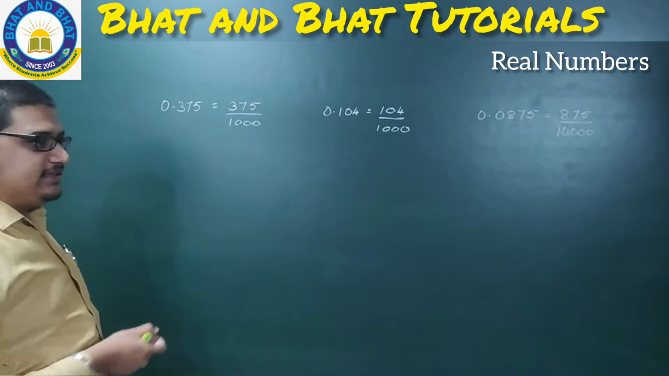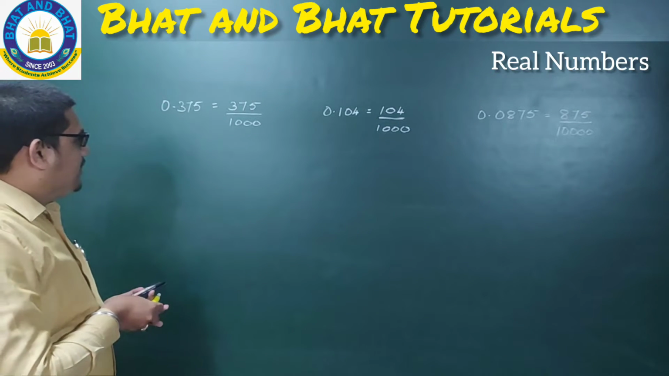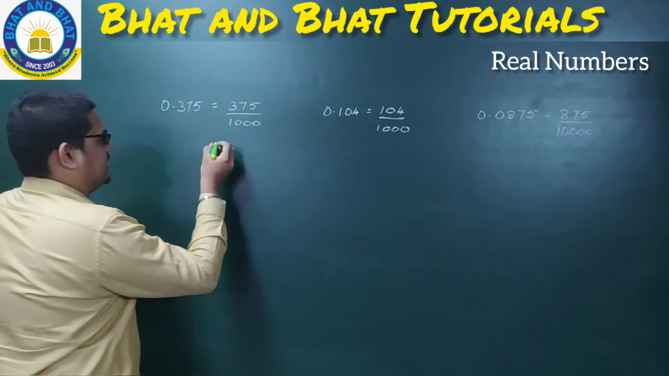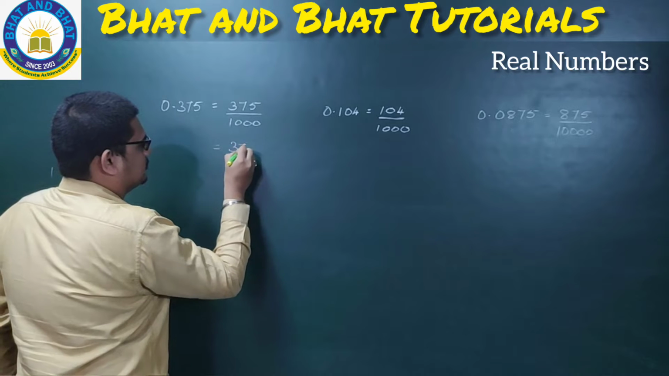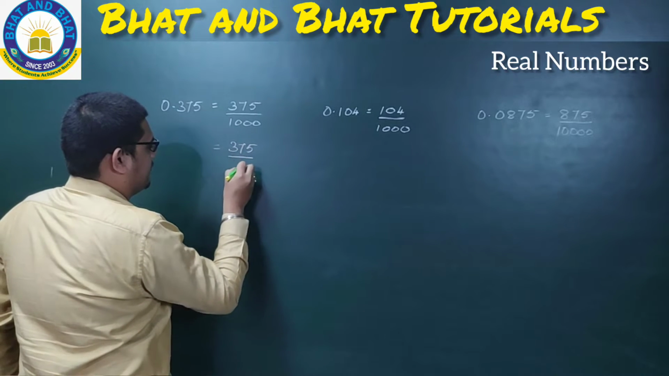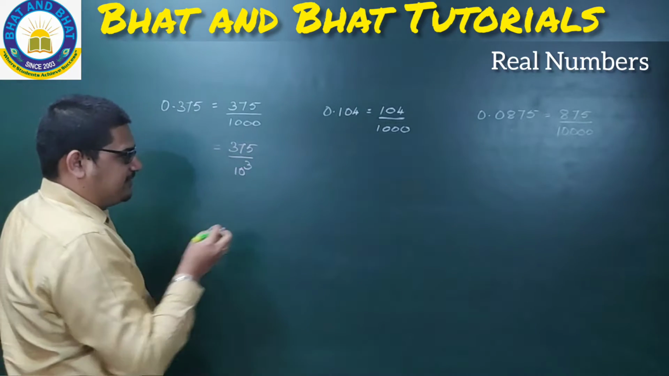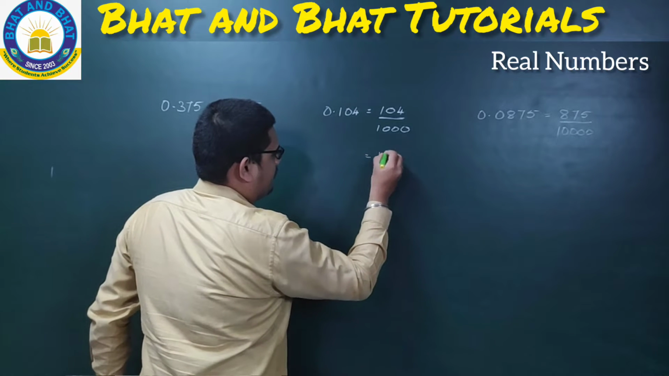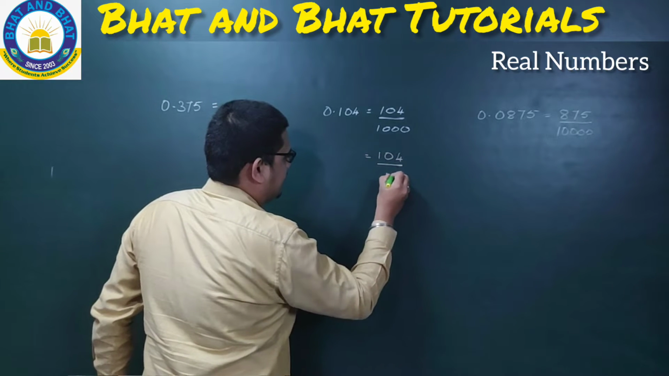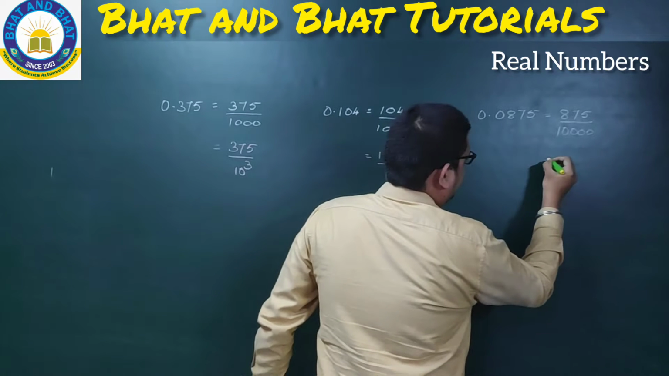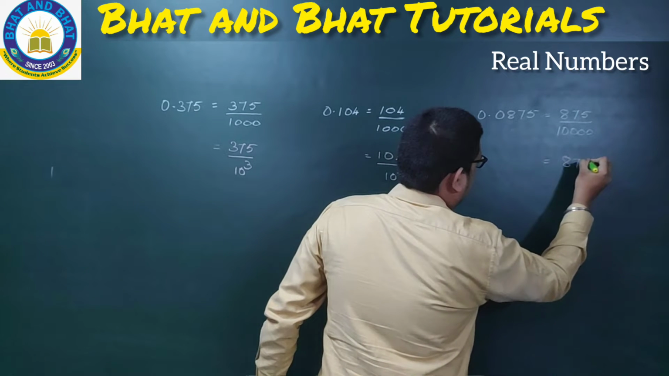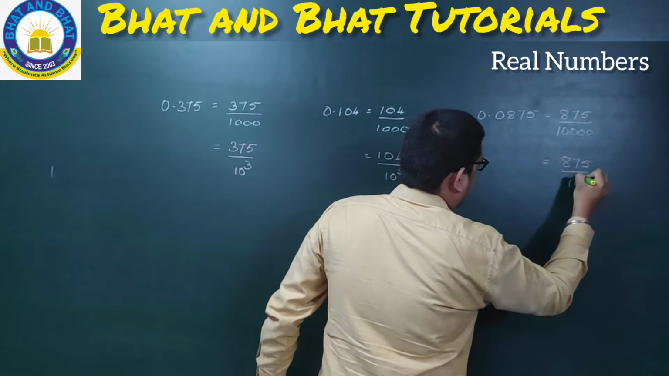Now let us study this. 1000 can be written as 10 to the power 3. Correct? Similarly, here also it becomes 104 divided by 10 to the power 3. Here it becomes 875 divided by 10 to the power 4.